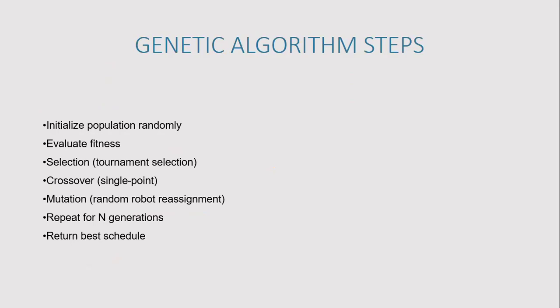So these are the general steps in a genetic algorithm. Initialize the random population, followed by evaluating the fitness function, then select the chromosomes randomly and perform the crossover operation with the help of the single point crossover GA operator, then do the mutation process. The purpose of mutation is to improve the solution by randomly reassigning the robot performing the task. Then repeat the same operation for n number of generations. Finally, return the best solution out of the available alternatives.